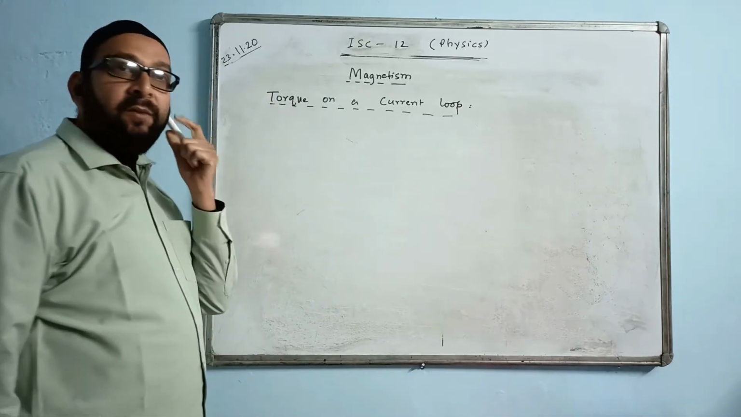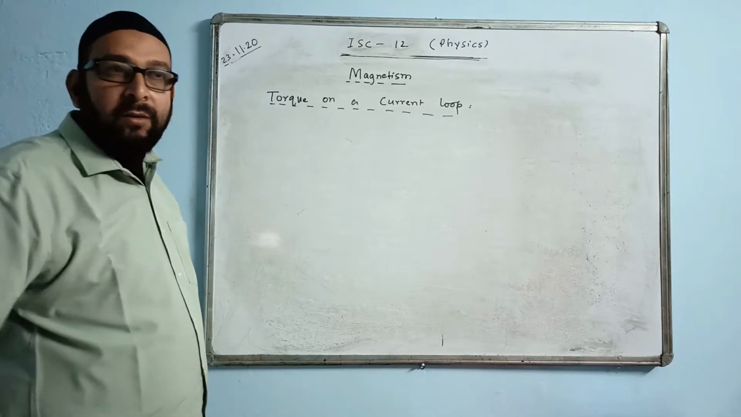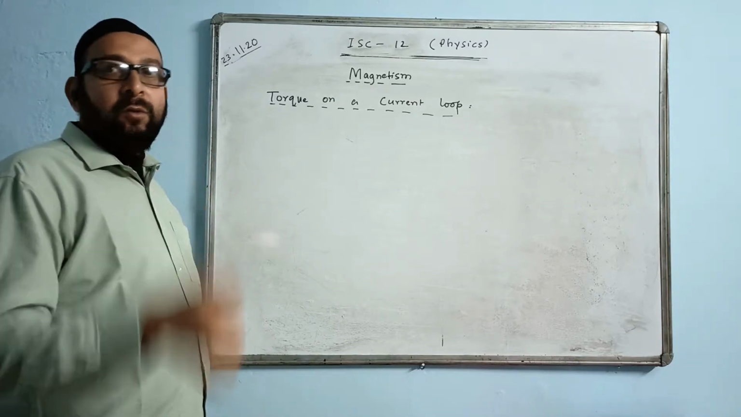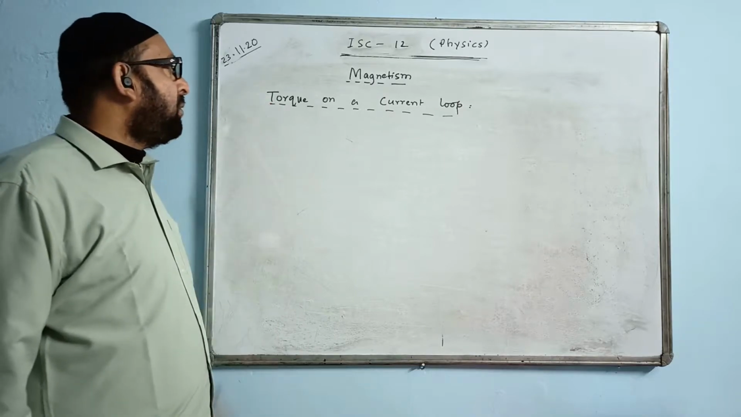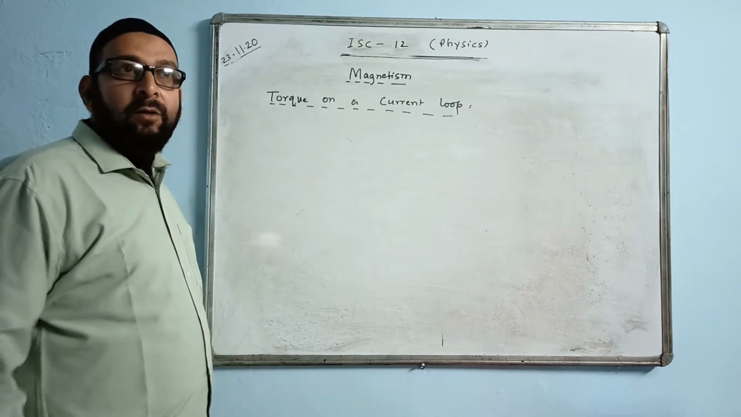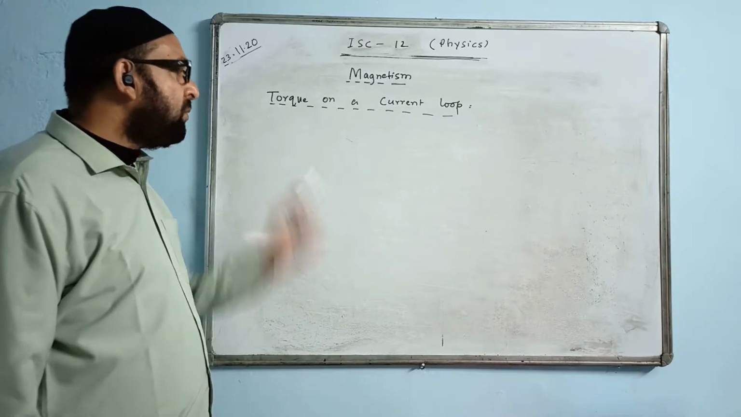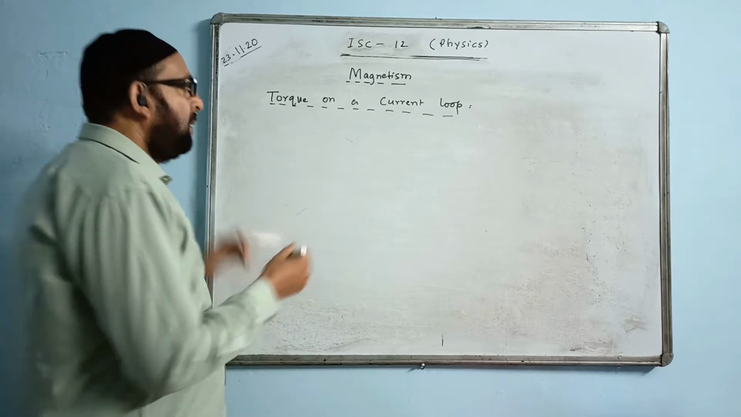Actually, we were doing the topic force and the torque on a current carrying conductor. So, the part of force is over. Now we are doing the torque on a current loop. Torque means the turning effect, the moment of force. So, we learn about that.